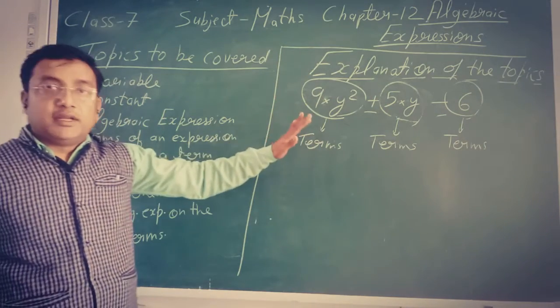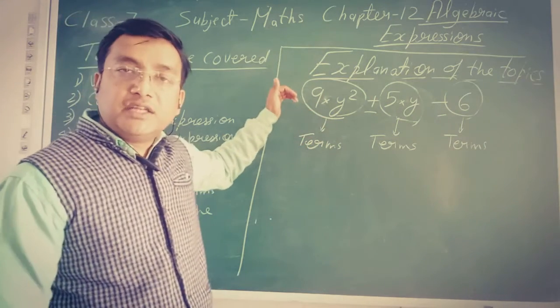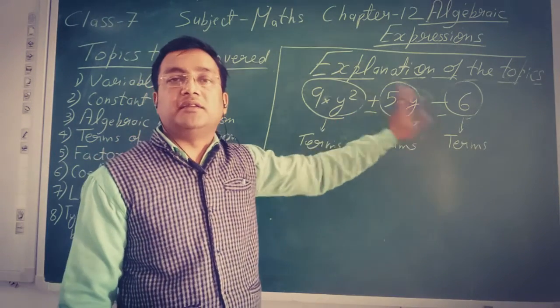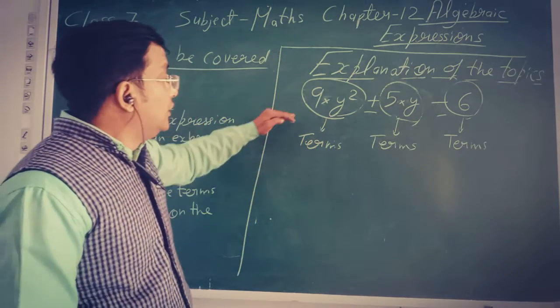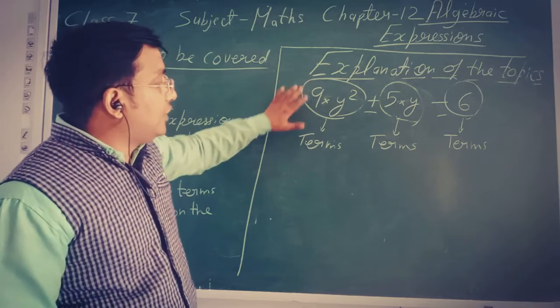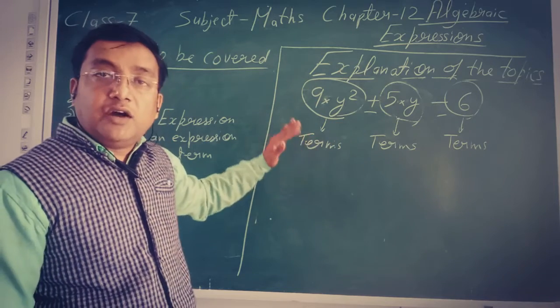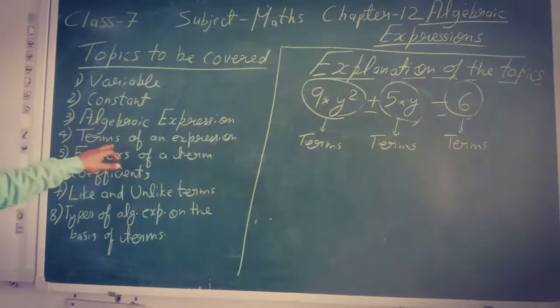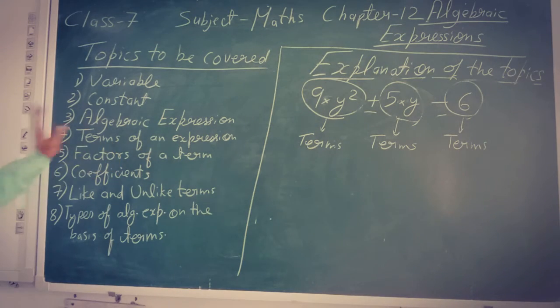So what is a term? A term is a part of an algebraic expression which is separated by plus and minus signs. So here you can see, how many terms are there? There are 3 terms. So we have learned till here. Terms of expression is also complete.